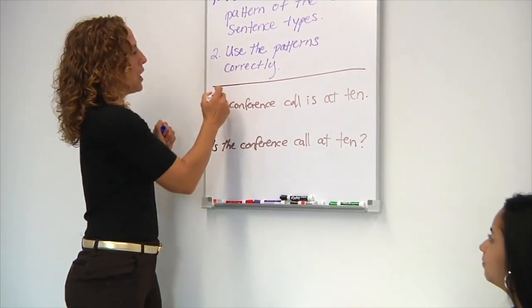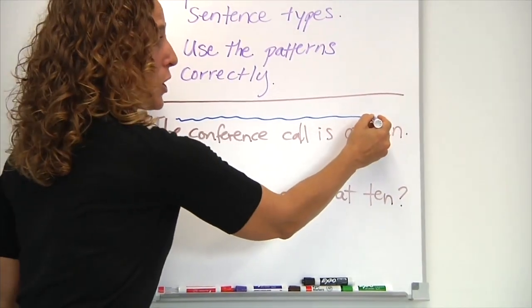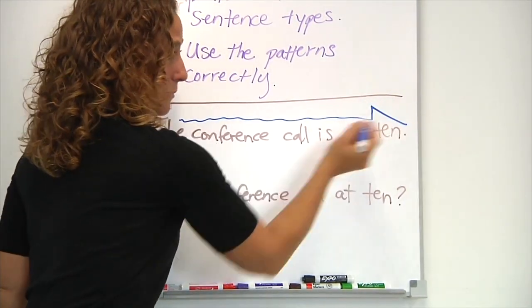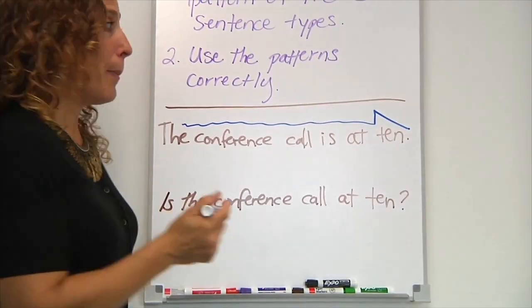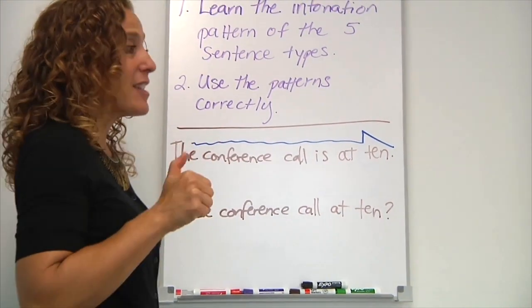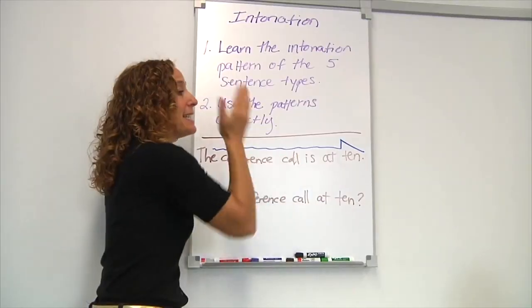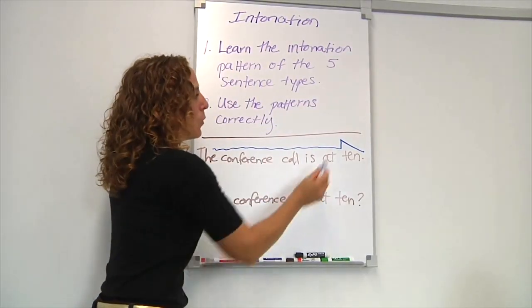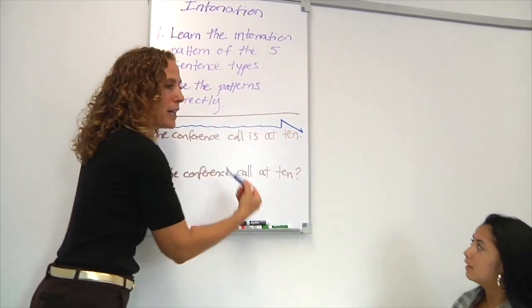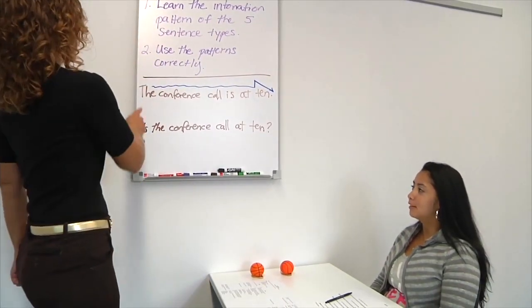That's right. So basically we're staying flat, but then when we get to that key word, we're going to go up and down. Okay. And when I say up, you'll notice that this is a straight line up. It means that we step up, we jump up, we skip over some notes, and we say, the conference call is at 10. And then we do something called gliding. We glide back down. Okay. Now, say that for me. The conference call is at 10.